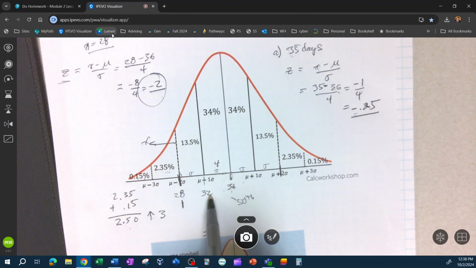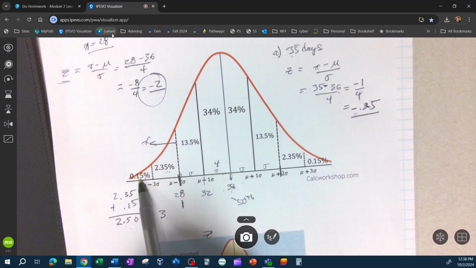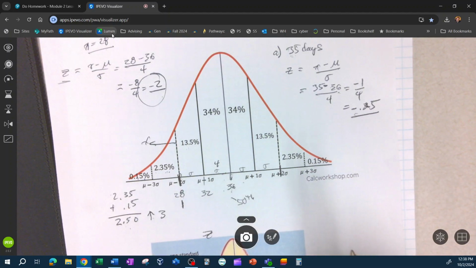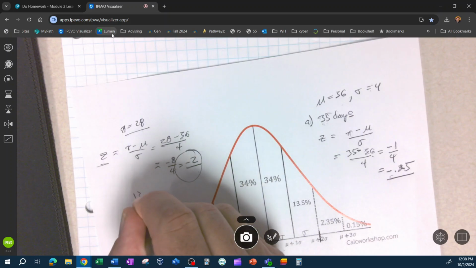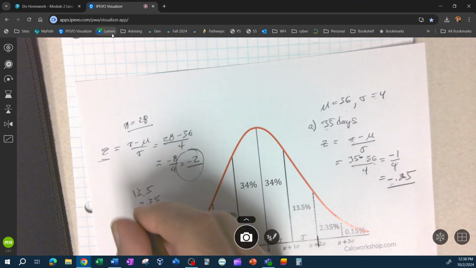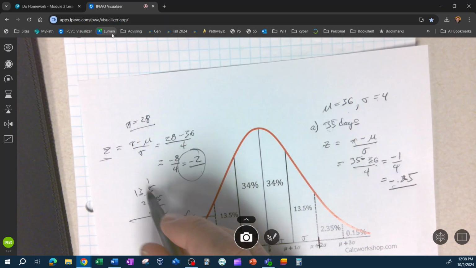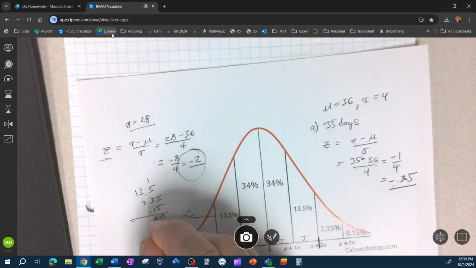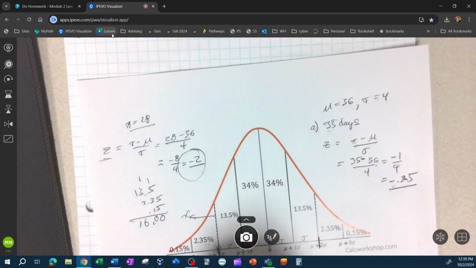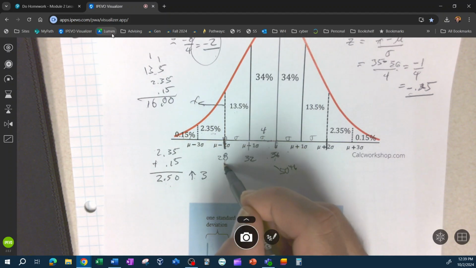If it was this one here, if it was 32, it would be 13.5, 2.35, 0.15. Let's see what that comes out to be. 13.5, 2.35, and 0.15. So that's carry the 1. That's going to be 6, 9, another 0, carry the 1. That's 15, 16. So that's the 16th percentile right there. Something here is the 16th percentile.